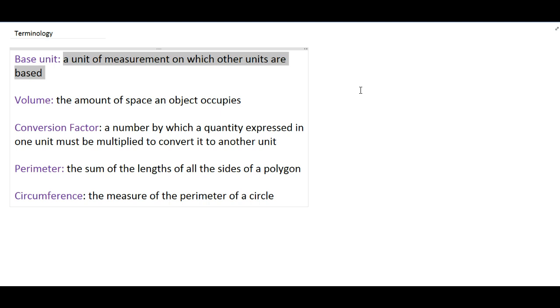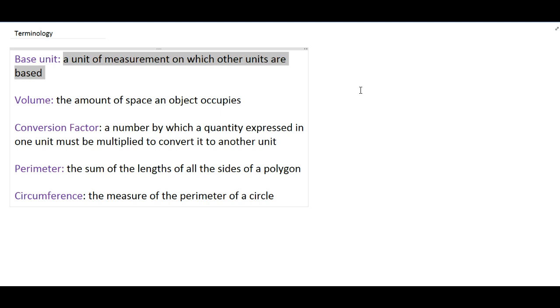Volume. In this chapter, we're going to work with volume, and volume is the amount of physical space, three-dimensional space, that an object takes up. And a conversion factor. We'll be working with conversion factors, and this is a number by which a quantity expressed in one unit must be multiplied to convert it to another unit. We'll get a little more specific about what a conversion factor is as we go through.